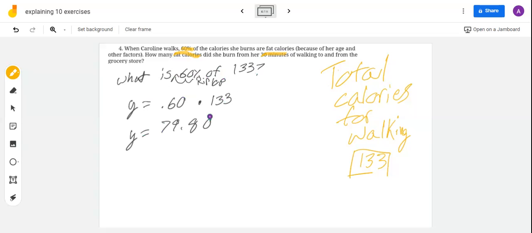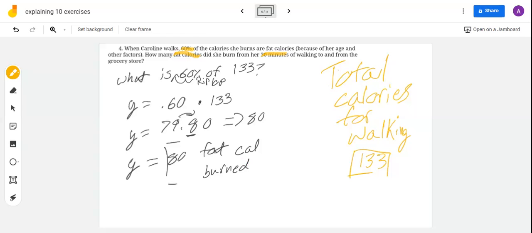79.80. Now, again, you don't want to have that decimal point. So you want to round it up. And so this would be the number you'd be looking at to round it up, right? So that would be y equals 80 fat cal burned. And that will be your answer, 80 fat calories burned in total.